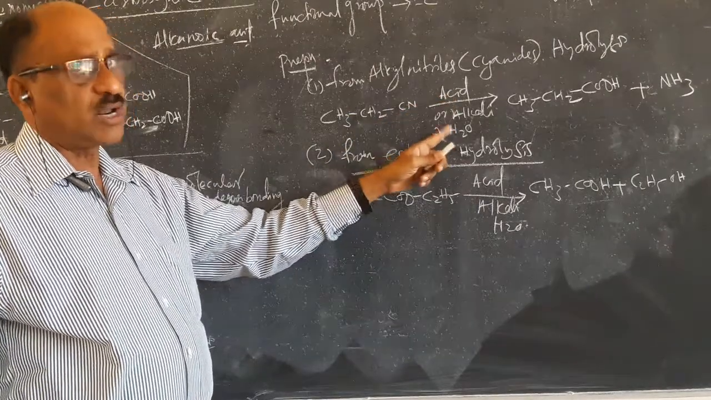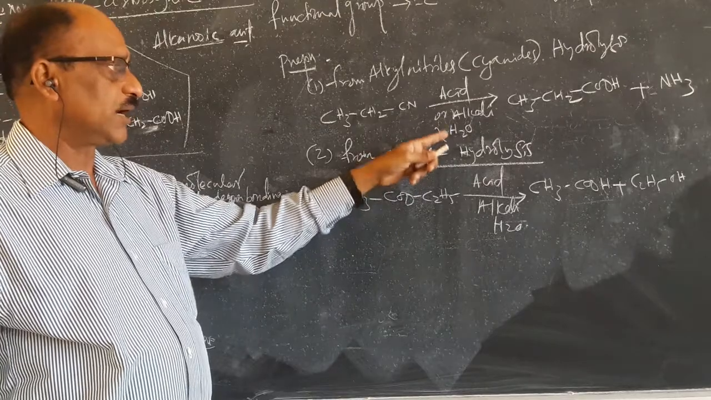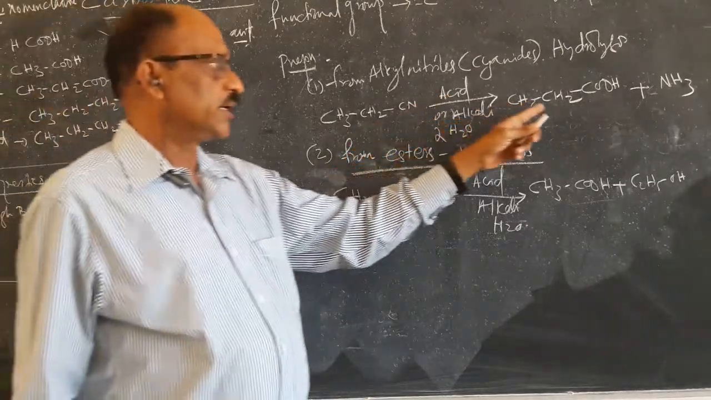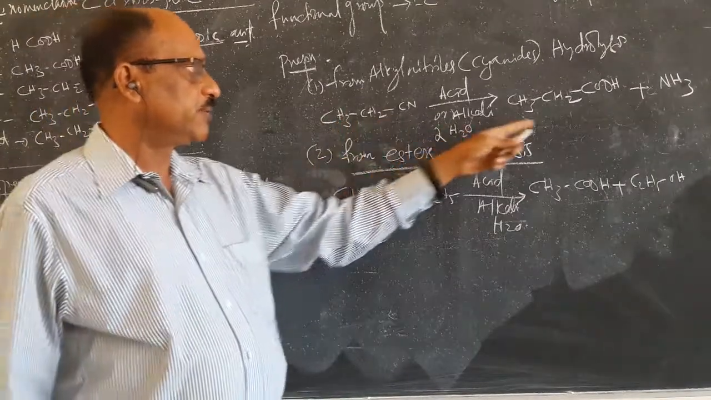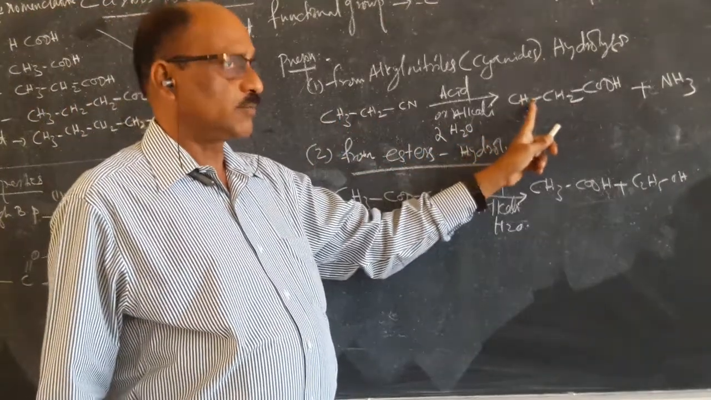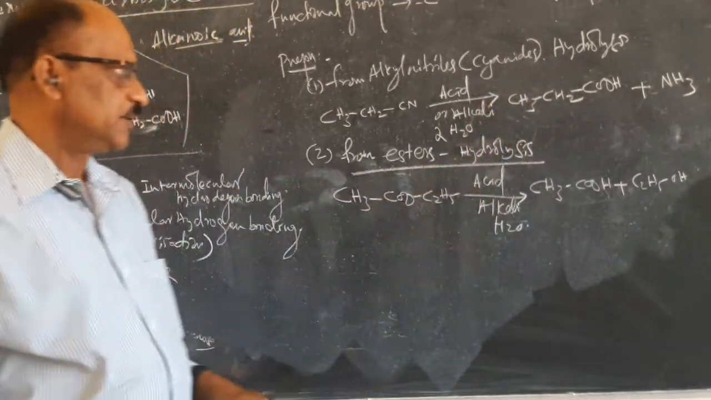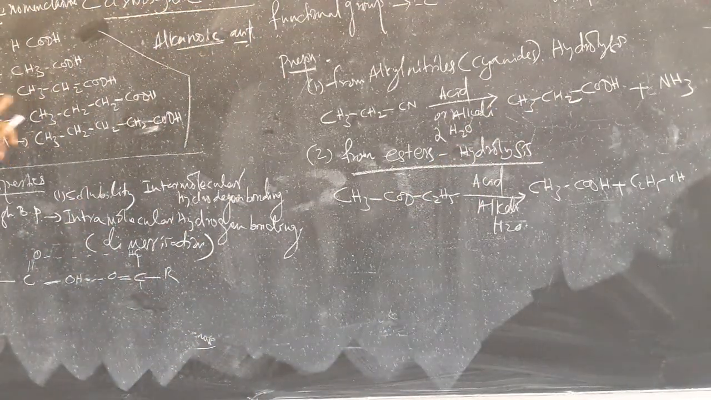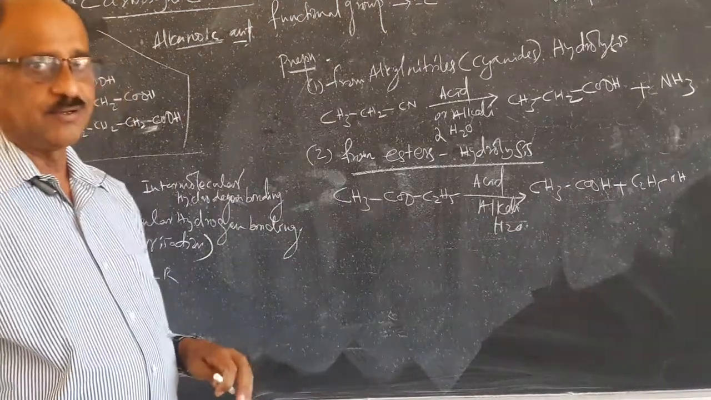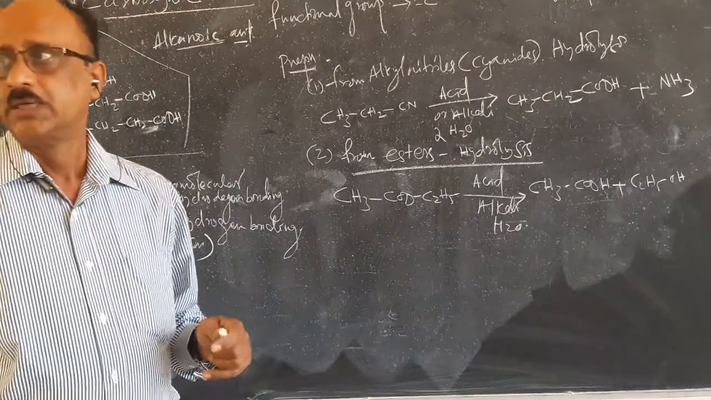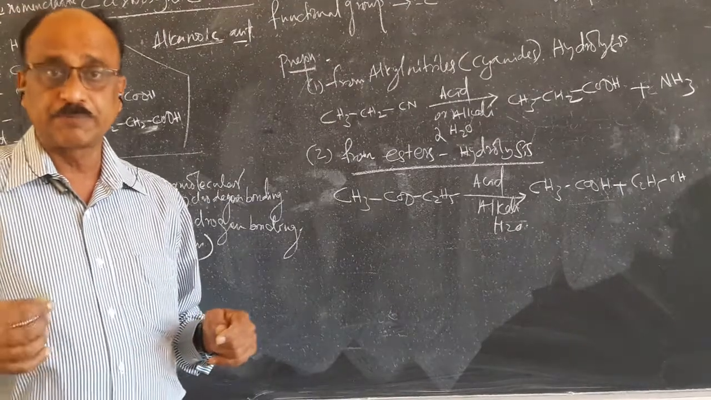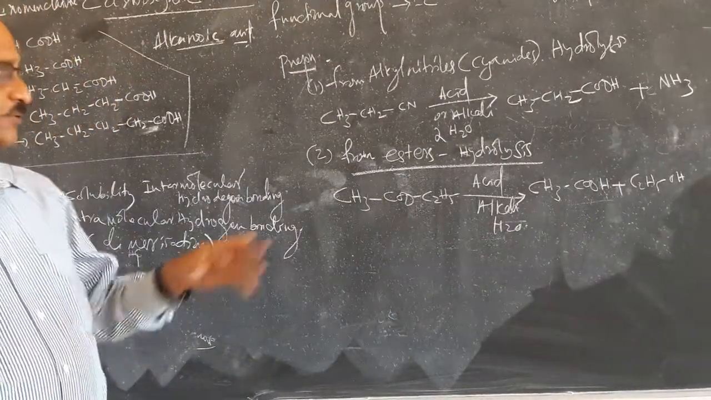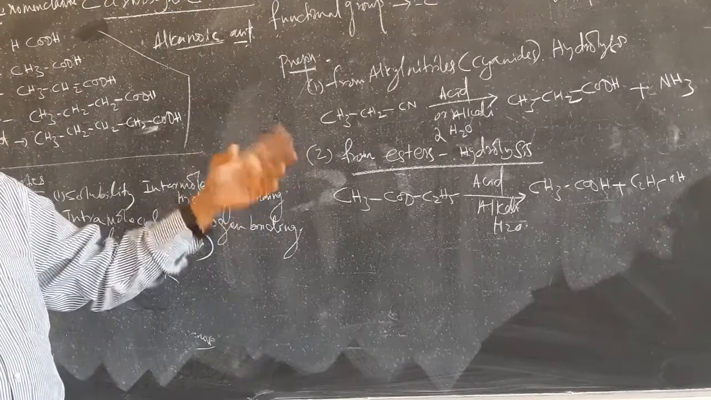In presence of acid or alkali, water molecule is adding to it, and you are getting the corresponding acid. If you are taking ethyl cyanide, you will be getting a carboxylic acid containing 3 carbon atoms, that is propanoic acid according to the IUPAC. In the case of the common name, you have to say propionic acid. Propanoic acid, whatever it may be.